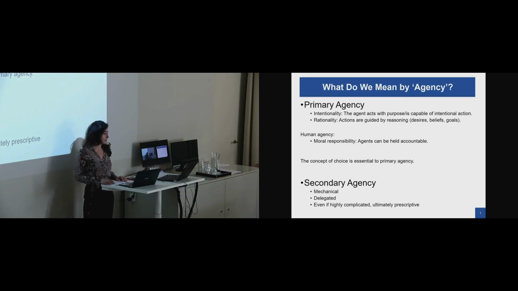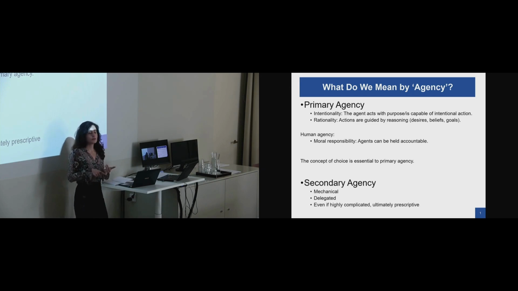So in this presentation today, I want to explore the limits of using these tools. And as a background for this discussion, I will employ the dichotomy of primary agency versus secondary agency. What I refer to as primary agency is usually described in the literature by three core elements, namely intentionality, rationality, and moral responsibility when we talk about human agency.